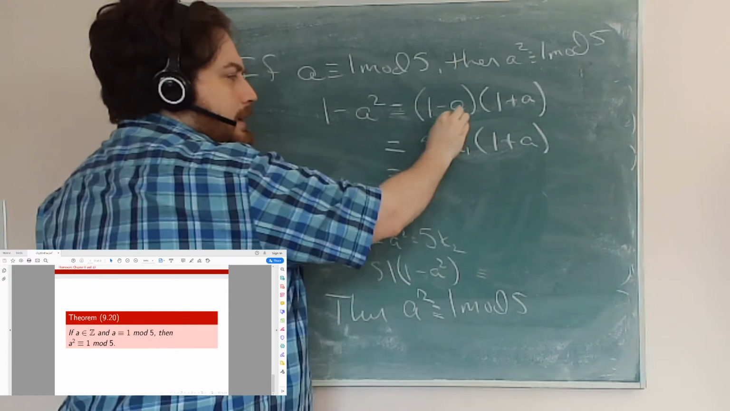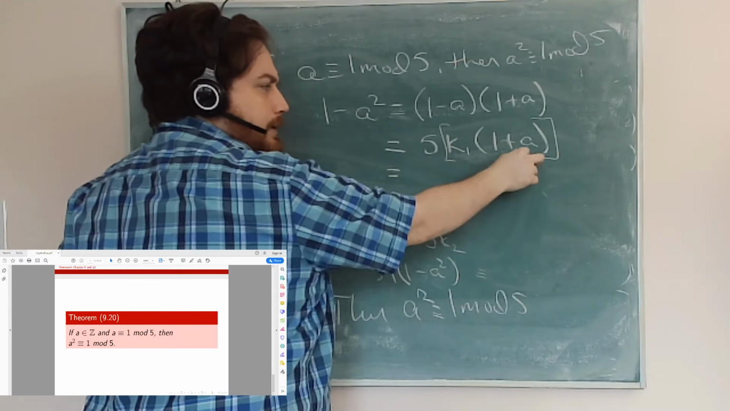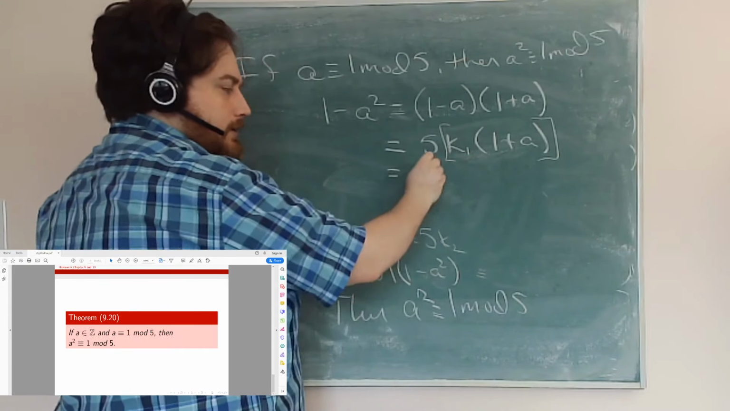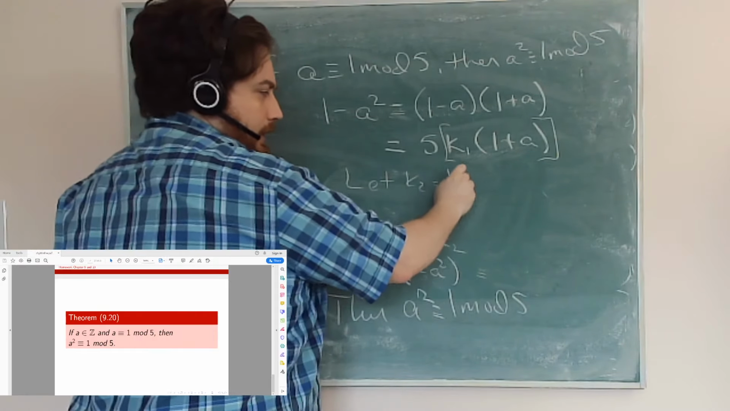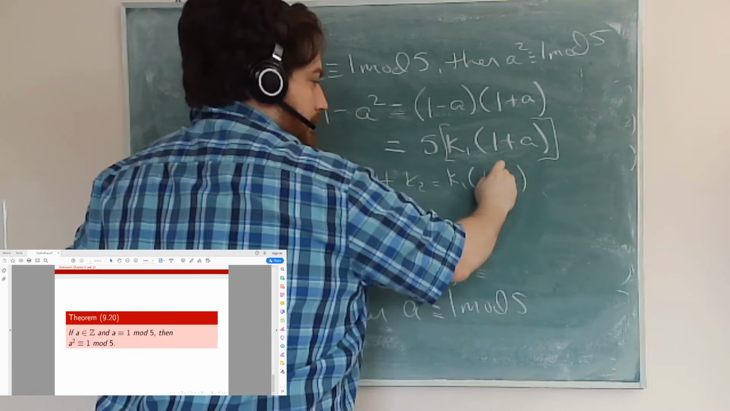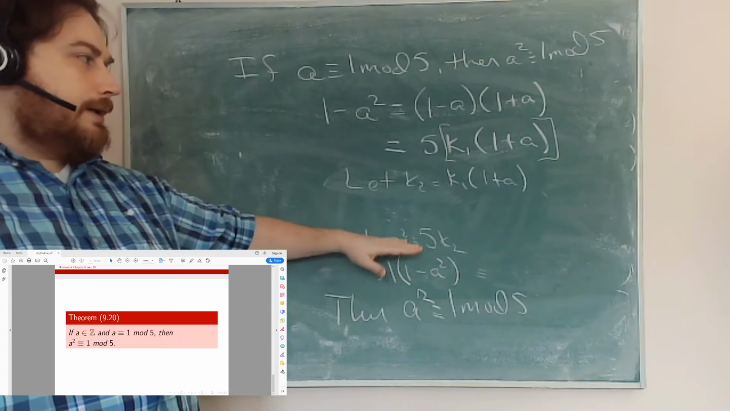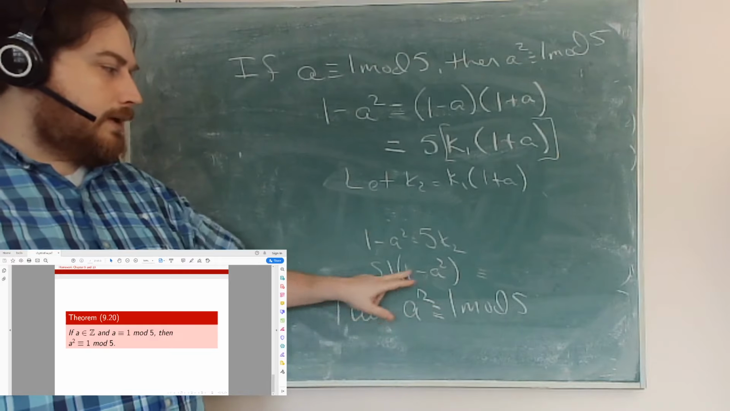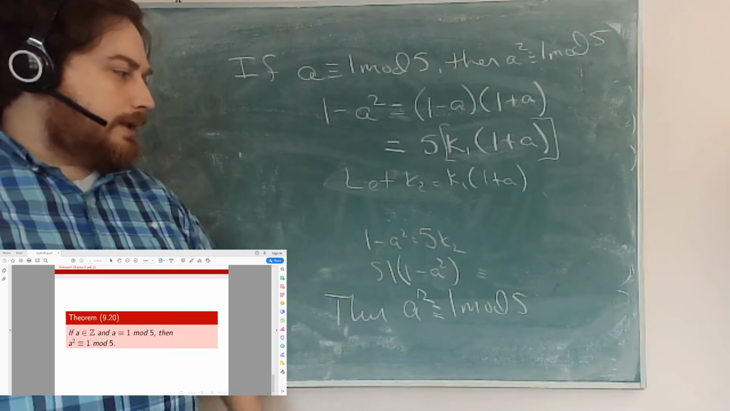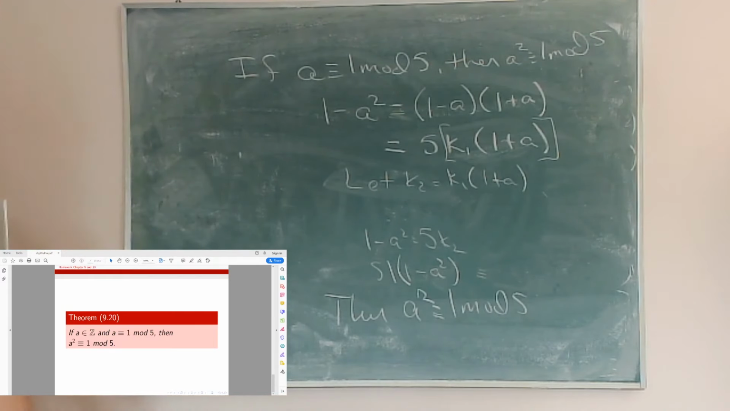Now, what we get is that k1 is an integer, 1 is an integer, A is an integer, so 1 plus A is an integer, and an integer times an integer is an integer. So we can just let k2 equal k1 times 1 plus A. And we get that 1 minus A squared is 5 times k2. So therefore 5 divides 1 minus A squared. So A squared must be congruent to 1 mod 5. So those are two different ways of doing that proof.